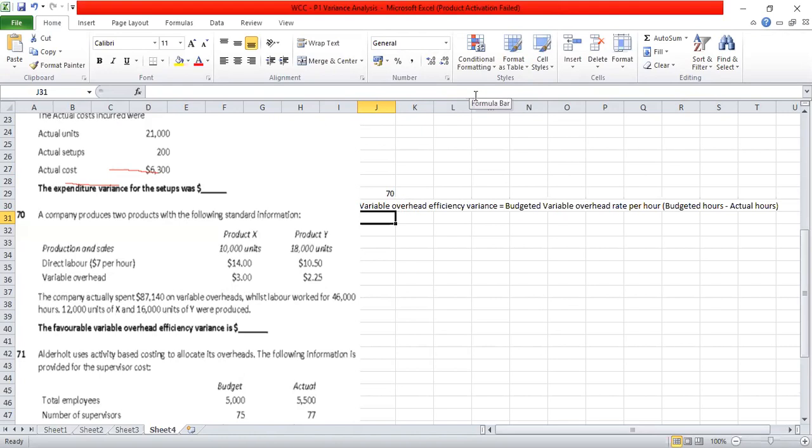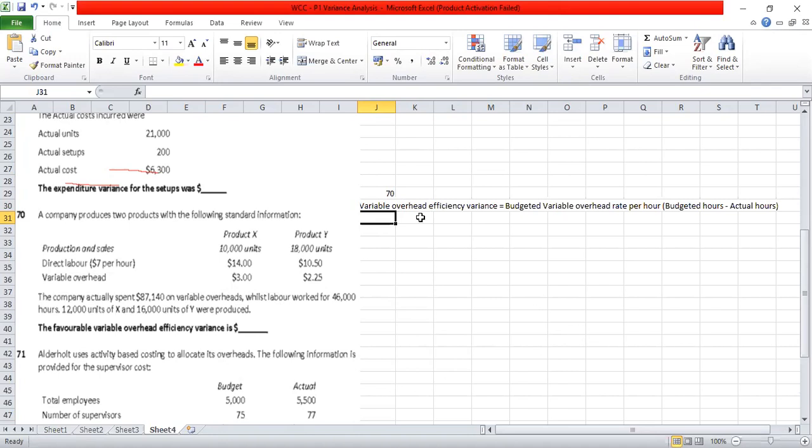The company actually spent 87,140 on variable overhead, while labor worked for 46,000 hours. 12,000 units of X and 16,000 units of Y were actually produced. So how many hours did they spend? The actual hours spent are 46,000. Fine. The total number of actual hours spent are 46,000. But how many hours were spent by X? How many hours were spent by Y? How many hours would be spent by X and by Y according to the budget?